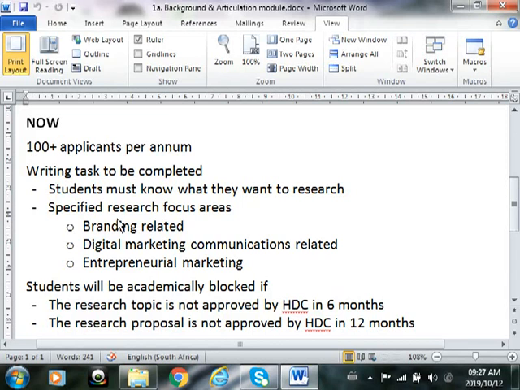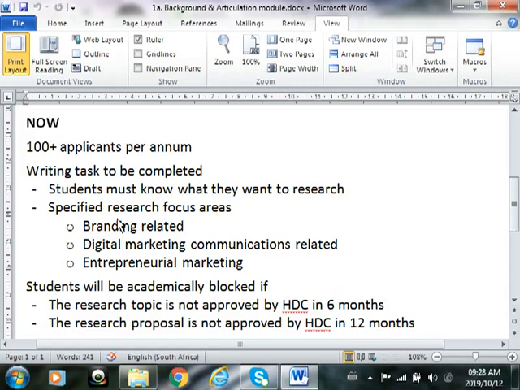And so that we have supervisors to supervise you. Therefore we are pushing you in a certain direction, and the focus areas are brand related and digital marketing communications related. And we have a memorandum of understanding with entrepreneurial students, so that their area can be anything that has an entrepreneurial marketing focus.